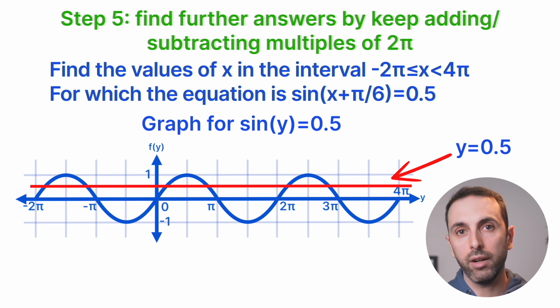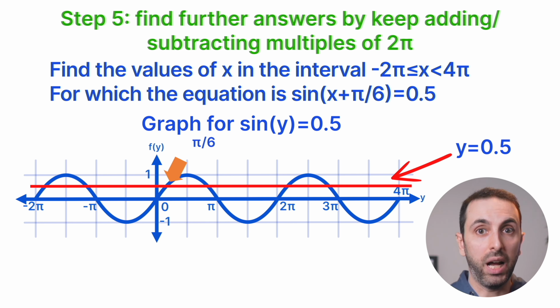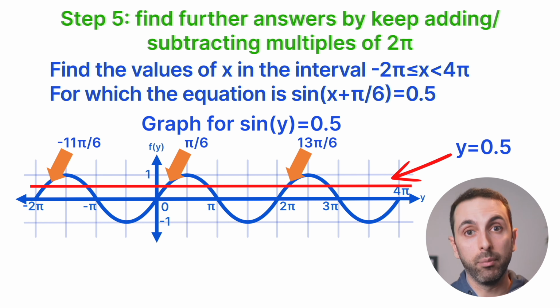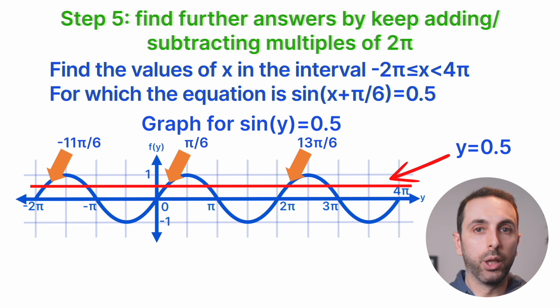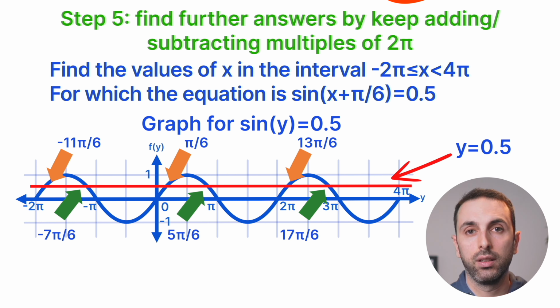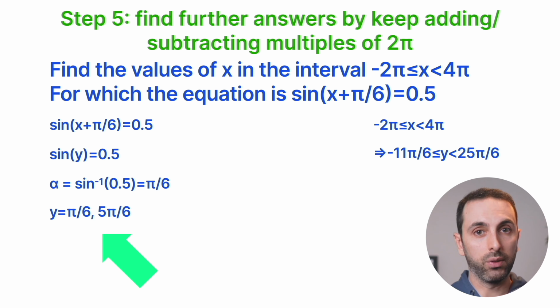Notice that because the graph repeats itself every 2 pi, where we see the first solution here of pi over 6, it then gets repeated every 2 pi radians after and before that, whereas the second value of 5 pi over 6 radians also gets repeated every 2 pi radians after and before that. So what I like to do here is pair the two values that we just found together.